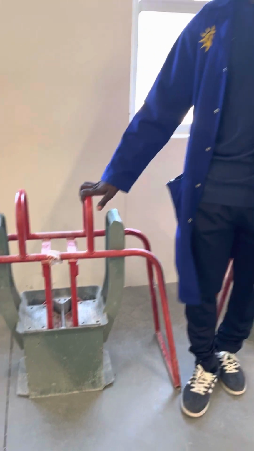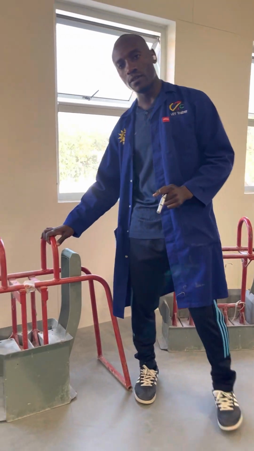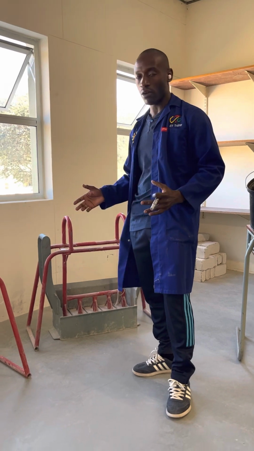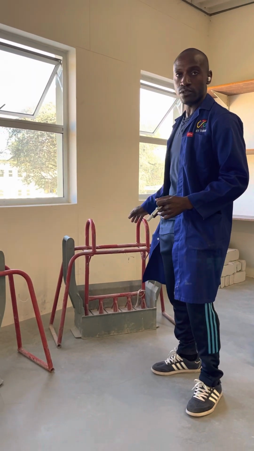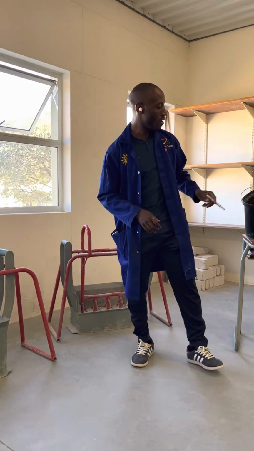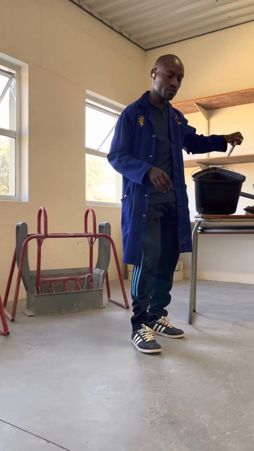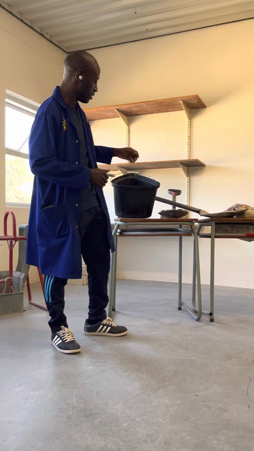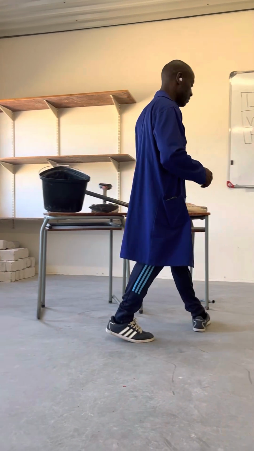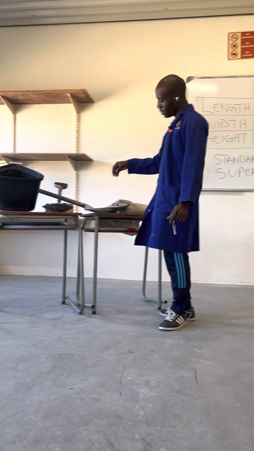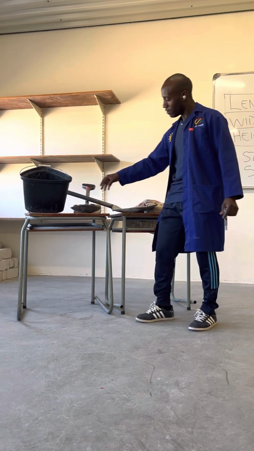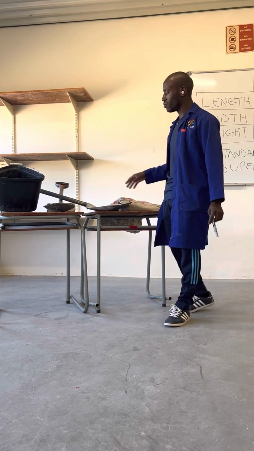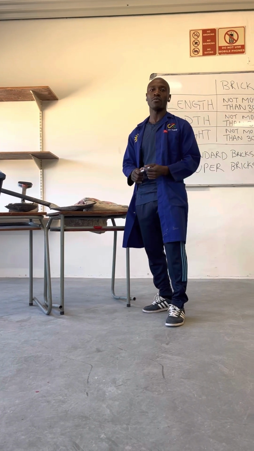So let's just recap on what we've learned. We've learned the different types of molds to make a super brick, a standard brick, or block. You have your hand molds, and then you have the mechanical molds, and then we touched on the materials used to make a concrete block or brick, which is your cement, your fine aggregate sand, your coarse aggregate stone, and water. Those are the four ingredients used to make a brick or block.